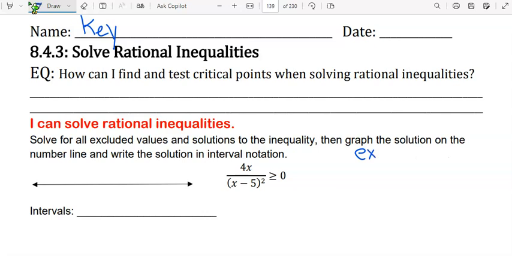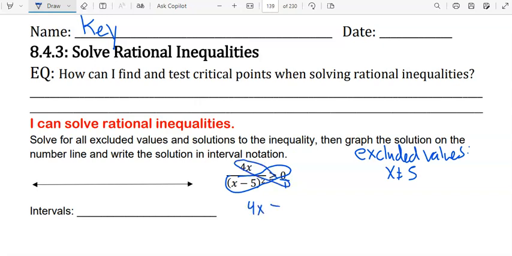Let's write our excluded value. X cannot equal 5 because that would make it undefined here. Well, let's solve this. We'll cross multiply. We get 4x is greater than or equal to 0. Alright, divide by 4. X is greater than or equal to 0.